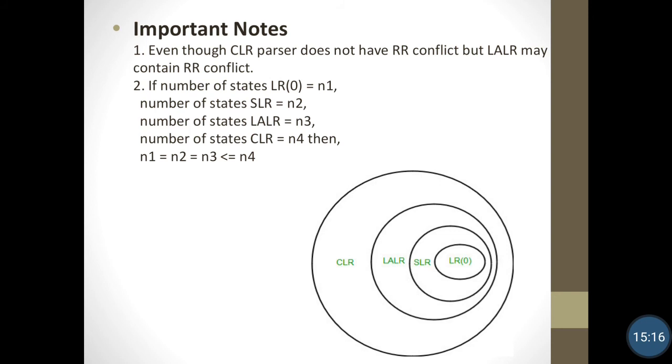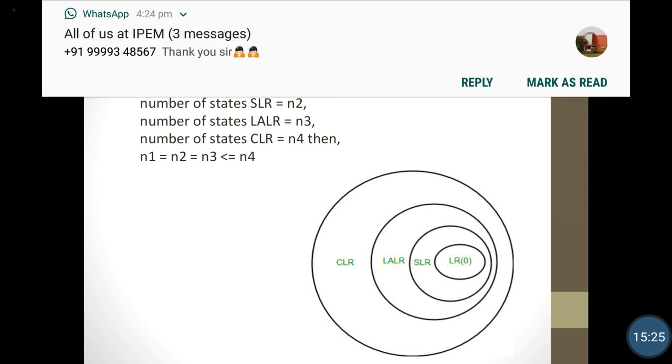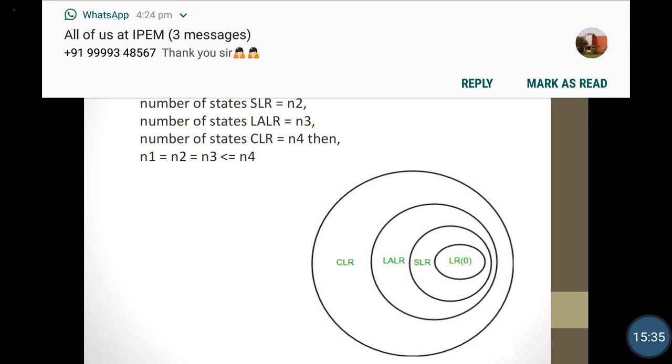You can also see in this diagram that LR0 is the least powerful parser, SLR is more powerful than LR0, LALR is more powerful than SLR and LR0, and the CLR parser is the most powerful among all these four parsers. Thank you so much.